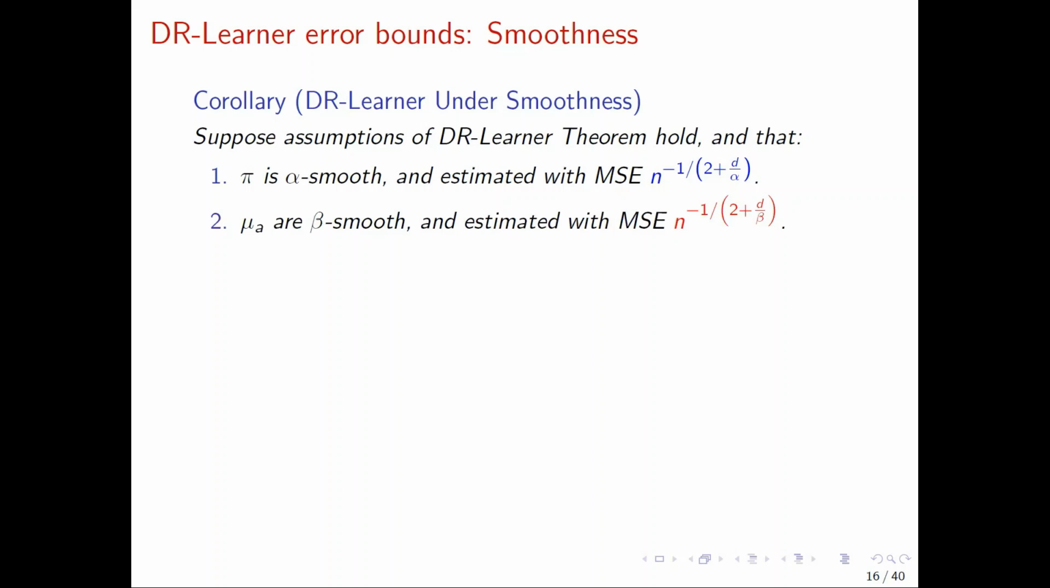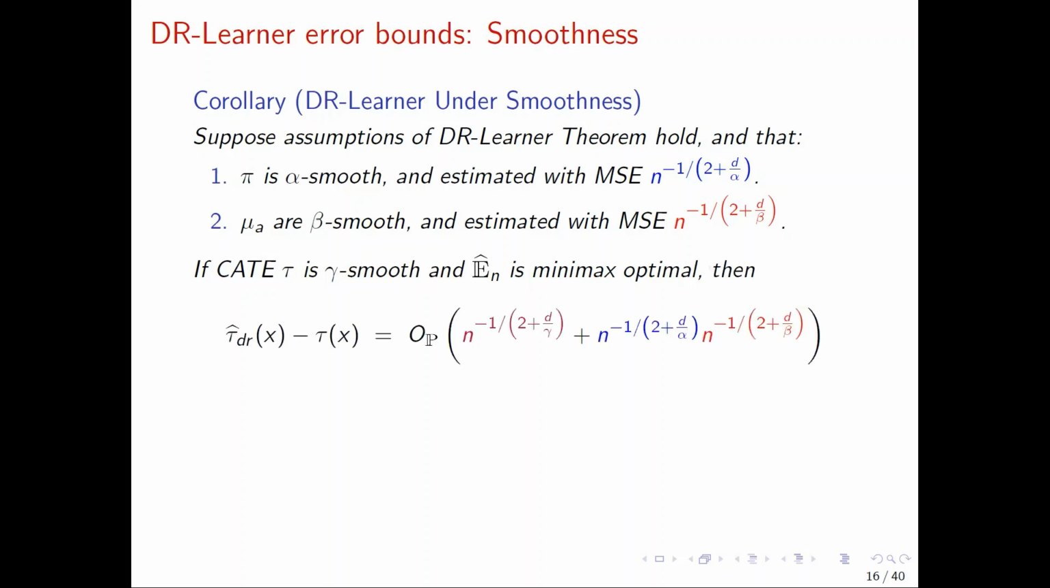And then these individual regressions will have their own smoothness. They'll be beta smooth, so we know the rate we can estimate these at. And then the CATE itself, the difference in the regression functions, also has its own smoothness, gamma. And this gamma has to be at least beta. So the difference between the regression functions has to be at least as smooth as the individual regression functions, but it can be much smoother in general. And then the rate we get from this DR-learner procedure looks like this. So we get a rate, again, which represents an oracle rate.